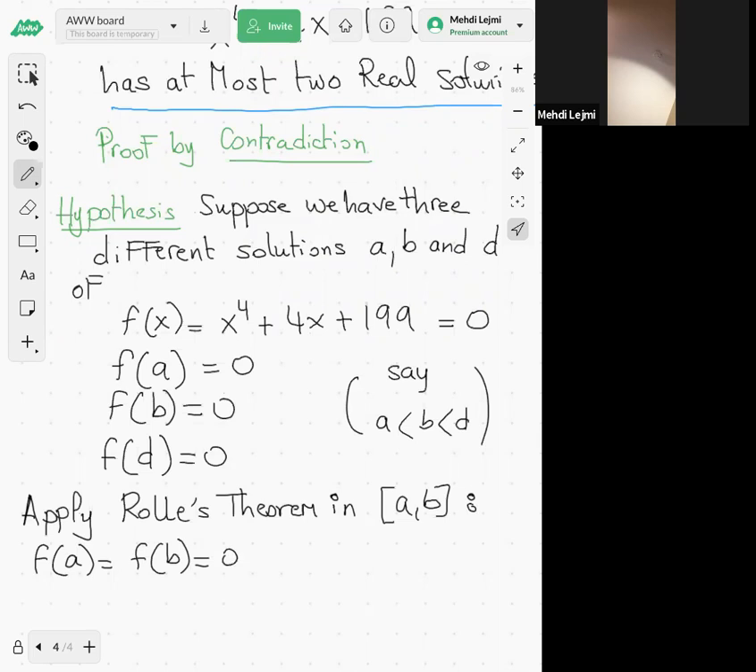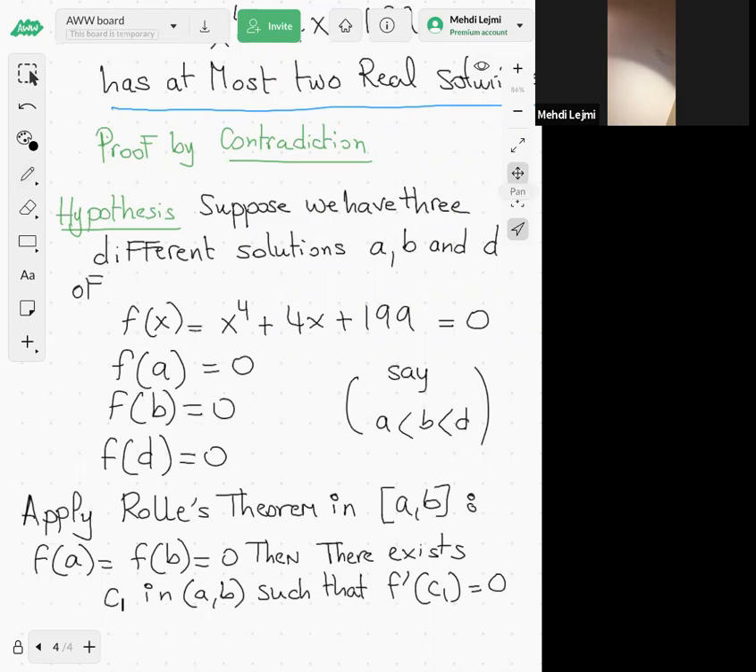Okay, so then there exists a C1 in the interval AB such that f prime of C1 is 0. So I have a solution of the derivative equal to 0, right?